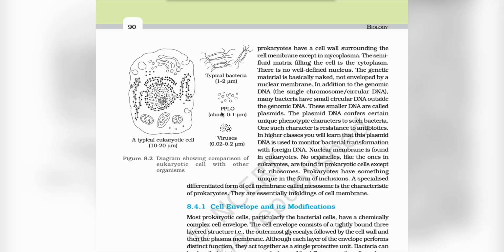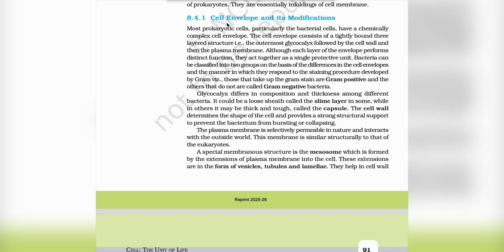Then PPLO, pleuropneumonia-like organism, about 0.1 micrometer in size. And then viruses. You cannot see them with a light microscope, 0.02 to 0.2 micrometer in size. So you can see them only with an electron microscope. Now let's see the cell envelope and its modification.